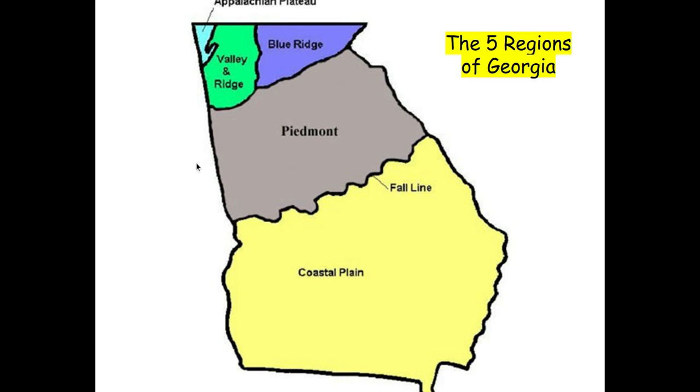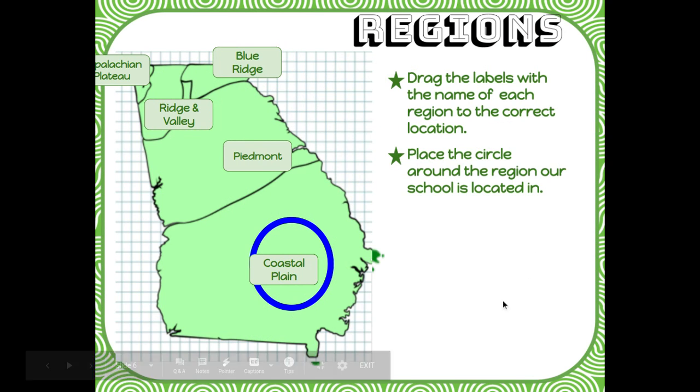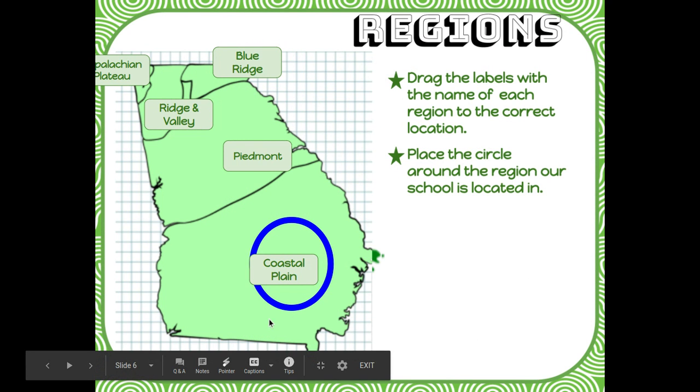All right, here are the 5 regions. A, B, Appalachian Plateau, Blue Ridge Mountains, Valley in the middle, down to the Piedmont, into the coastal plains. Okay, we live in what region? In the coastal plain region. That's right. So we have it circled because we live in that region.